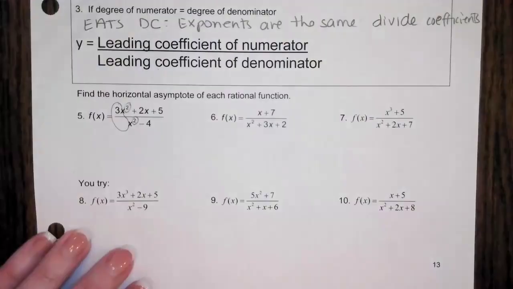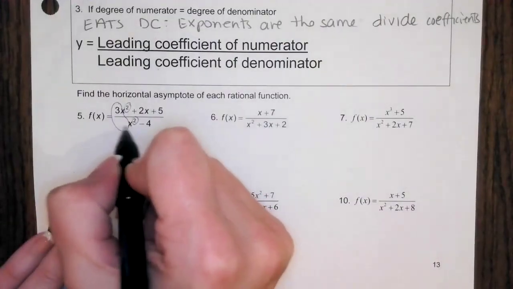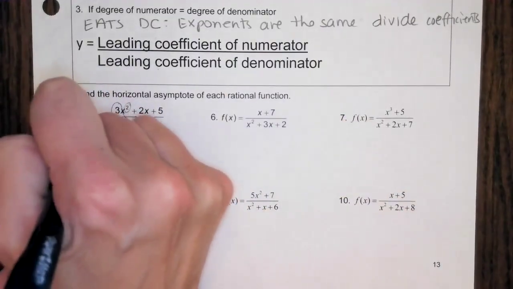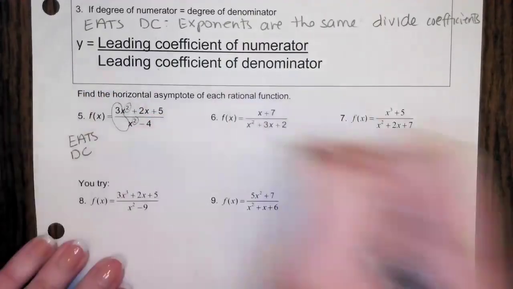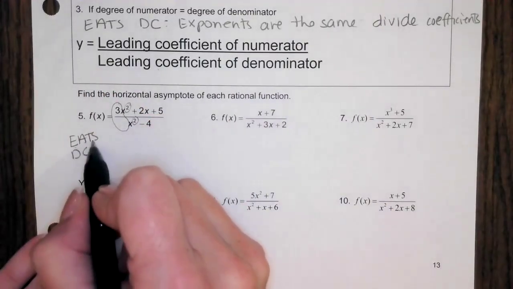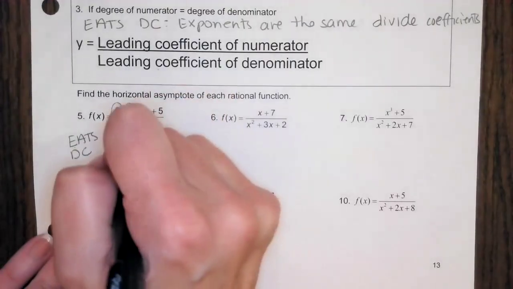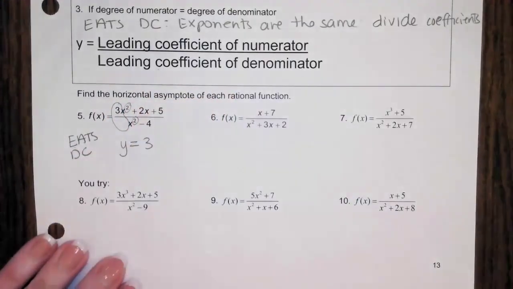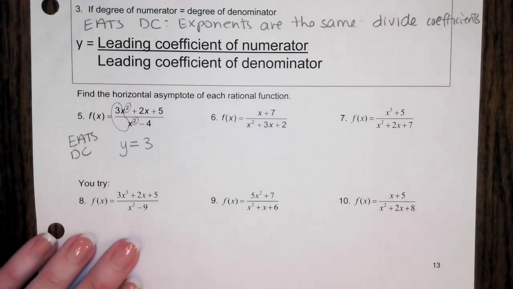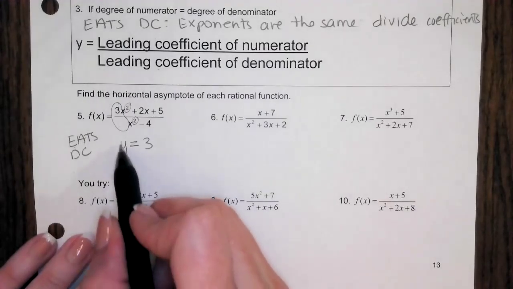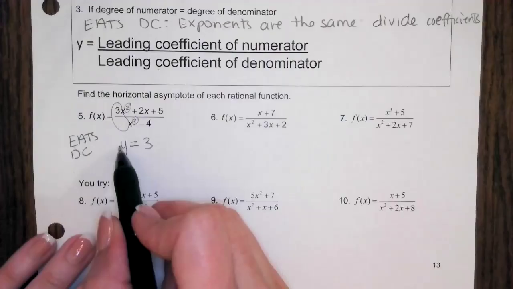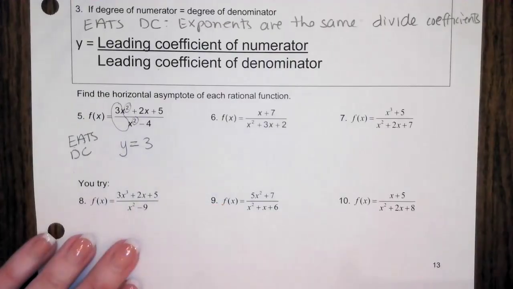So we would divide 3 over 1. When there's nothing written there, that is 1. So this was EATS DC. Exponents are the same, divide the coefficients. And so y equals 3 is my horizontal asymptote. Remember, horizontal lines are written as y equals, so this is a horizontal line at the number 3.